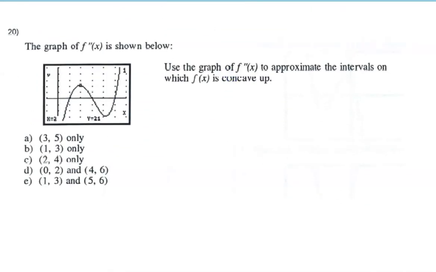Okay, number 20. The graph of f double prime is shown. Use the graph of f double prime to approximate the intervals on which f is concave up. So we want to know where f double prime is positive for f to be concave up. So this graph is positive from here to here and from here on. So 1 to 3 and then again after 5. So our answer is E.